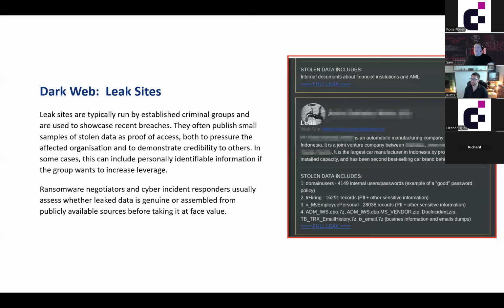Leak sites are typically run by established criminal groups and are used to showcase recent breaches. There's data that they've stolen from your network. They often publish small samples of stolen data as proof of access, both to pressure the affected organization and also to demonstrate credibility to others. A bit like advertising, they are selling their wares to other criminal groups, saying, well, we managed to get into the co-op, here's the stuff that we've got. And they also prove to the co-op that we have got into your stuff.